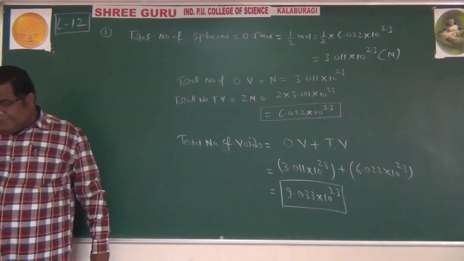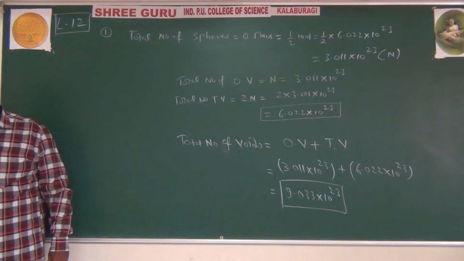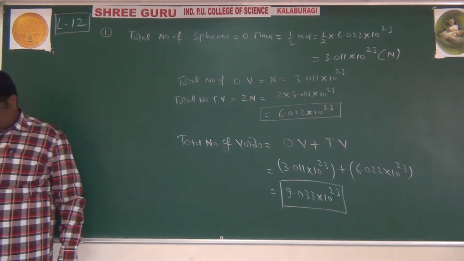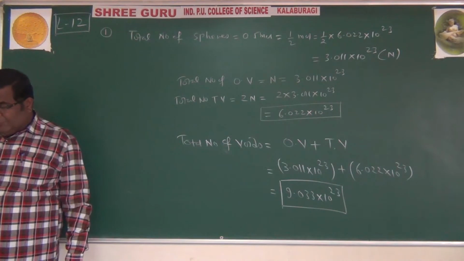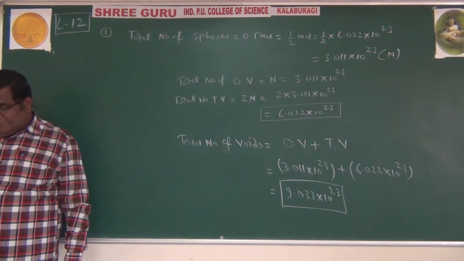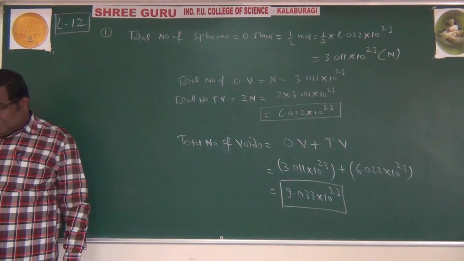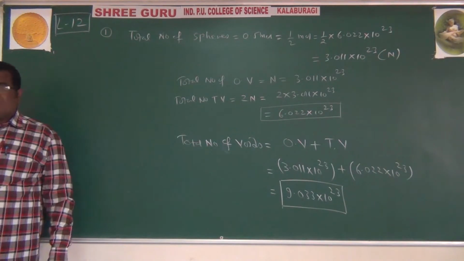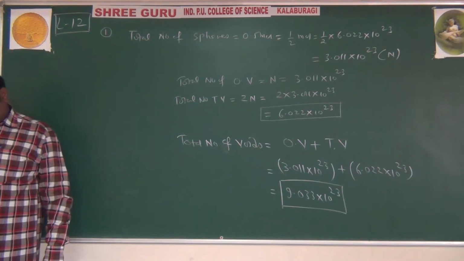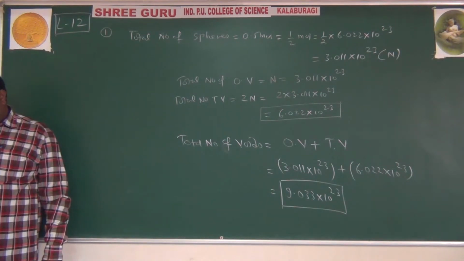The next question is question number 15. Which of the following lattice has the highest packing efficiency? Simple cube, which is 52.4%, body centered cube, which is 68%, and hexagonal close packing, which is 74%. So the answer is HCP with 74%.